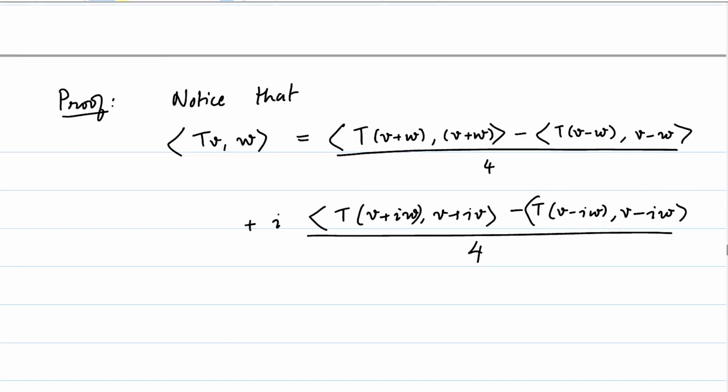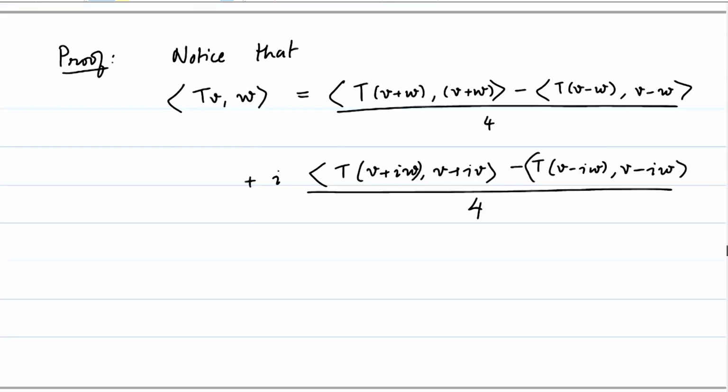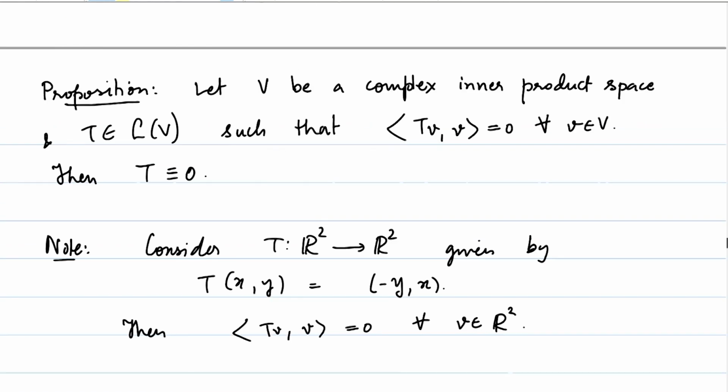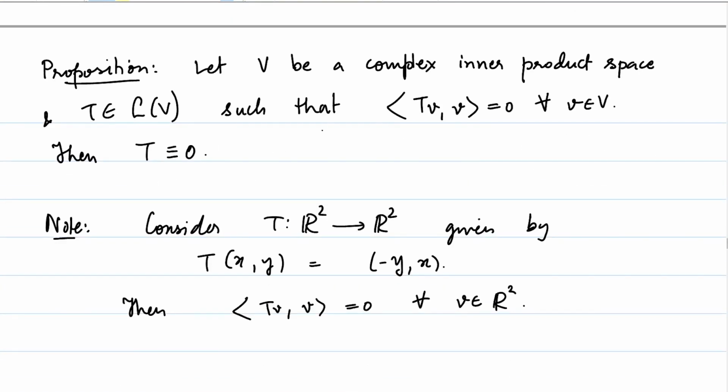So I'll suggest that you sit down and work out this identity just like it was done in the problem session earlier. And if you have indeed worked it out, the next step is to notice that every element here will vanish, this will vanish, this will vanish, and this will vanish, because all of them are of the type inner product of T(u), u, and we have just put that as the condition in our hypothesis that TV comma V is 0 for all V in capital V.